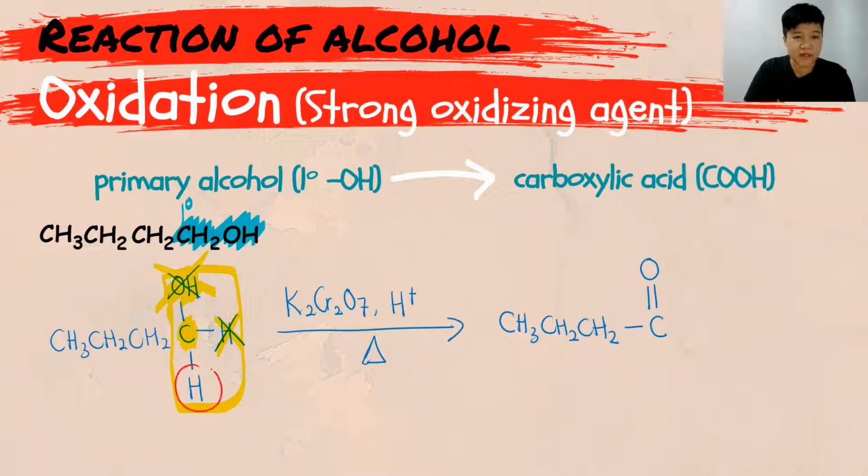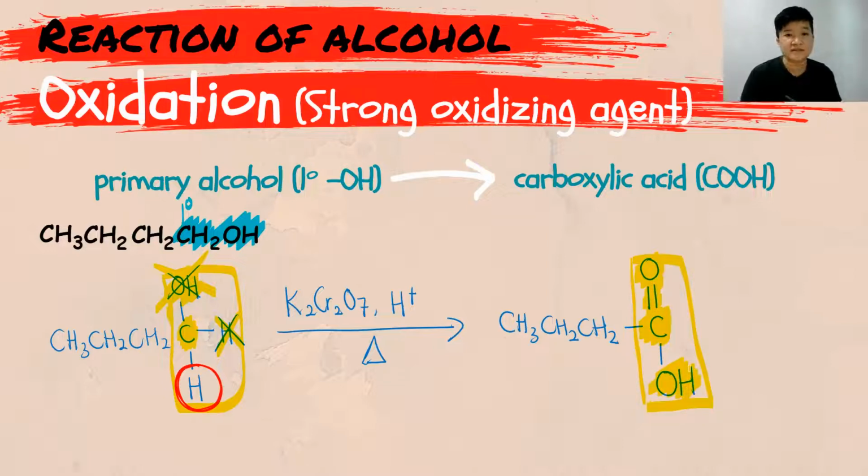Next, we still have one hydrogen that is bonded to the carbon that is holding the OH. What happened to this hydrogen? This hydrogen will also undergo oxidation to become OH. And this is the change that happens to the carbon that is holding the OH: it becomes O double bond and single bond OH. Make sense? Simple. And it's proven over here, all your primary alcohol will definitely become carboxylic acid.